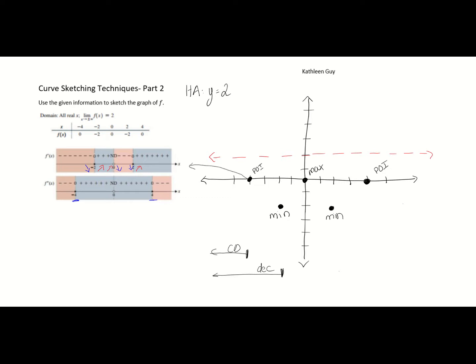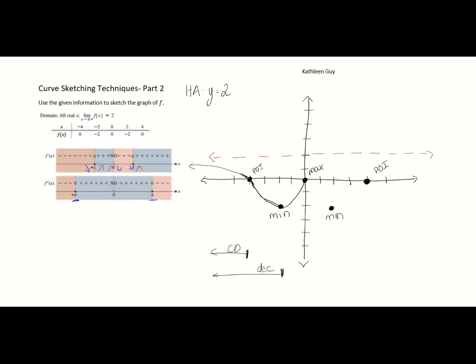So I'll draw it right to left because it's a little easier for me. But this is decreasing and concave down. Now I need to change concavity. So I will decrease and concave up. So here's my point of inflection. I hit my minimum, so I've got to go back up, but still concave up to my max.